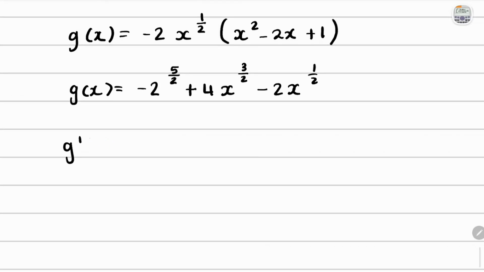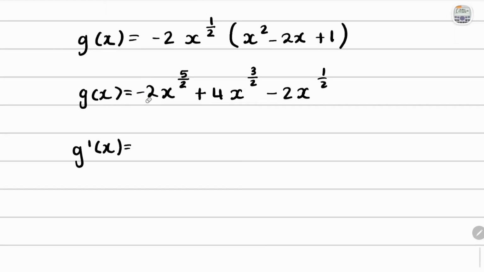So g prime of x is equal to coefficient times exponent. And I realized that I didn't even put the x here. Sorry about that. So coefficient times exponent is going to be, you see this is a negative 2 times 5 over 2. What happens with the 2's? They will cancel. So you're left with negative 5x. And then you have 5 over 2 minus 1, which can be looked at as 2 over 2, which is 3 over 2.